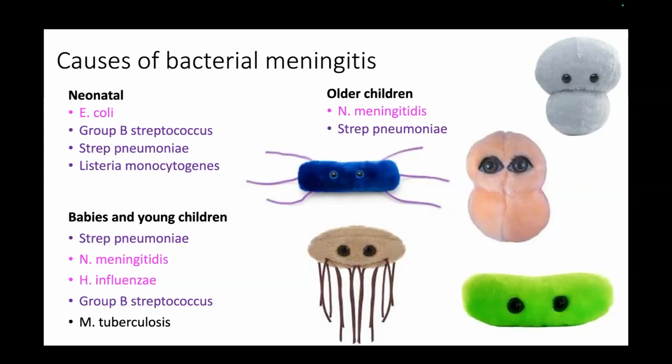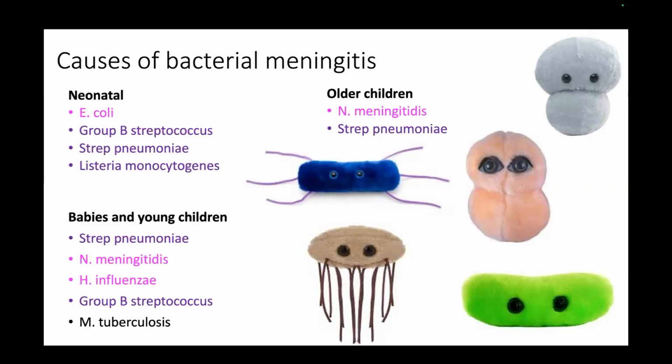So in the neonatal period, worldwide, probably group B strep is the most common cause, which is gram-positive, followed by E. coli. And then strep pneumoniae and listeria are slightly less common. Then in babies and young children, so 3 months onwards, strep pneumoniae worldwide would be the most common one. And then Neisseria meningitidis and Haemophilus influenzae would be the next most likely causes. Occasionally you can have group B strep over 3 months, but that would be really late onset disease. It's usually a neonatal and first 3 months of life issue. And then TB meningitis would be another consideration in that age group.